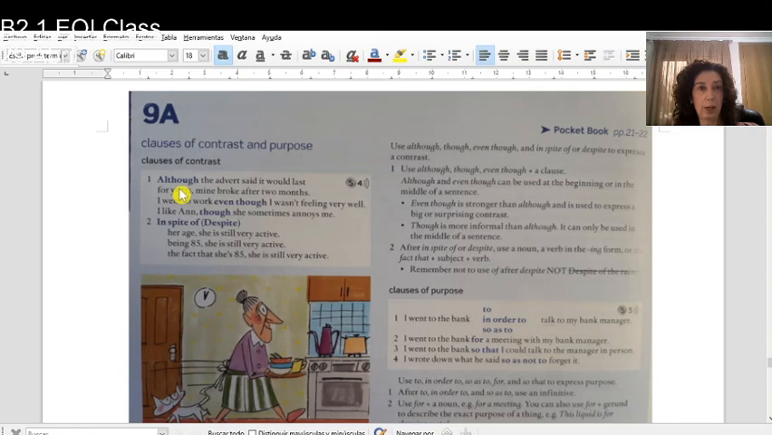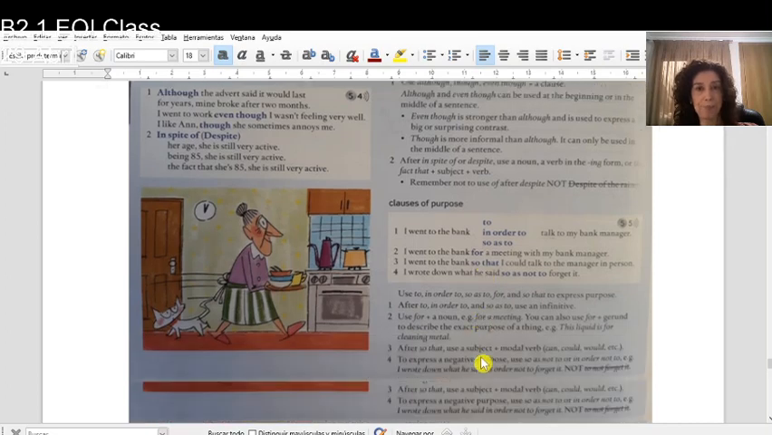And you have the explanation here, although, even though, in spite of, or despite, and the uses, although, even though, plus a clause. In spite of, or despite, is followed by a gerund, or a noun, or the fact that plus a clause, que es un sujeto y un verbo. And here you have clauses of purpose, to, in order to, so as to, plus infinitive, for, plus a noun, and so that, plus a clause. Then you have the same explanation here. And what do you have to do now?